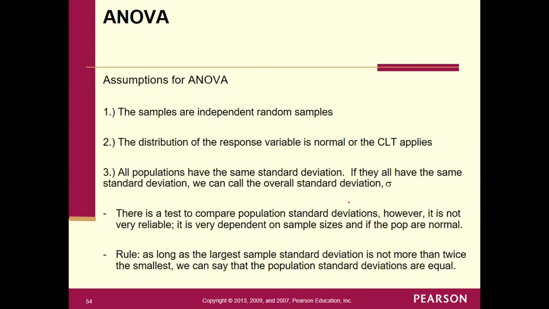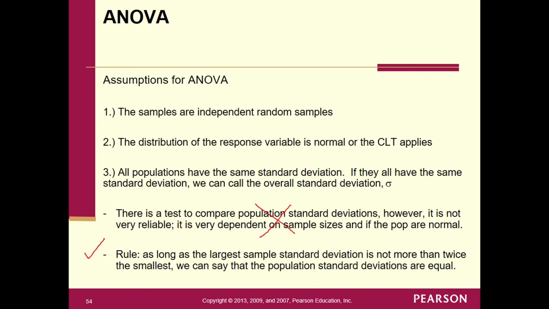All right, how about the third one? Let's slow down with the third one. So there is a test to compare population standard deviations. However, it is not very reliable. It's very dependent on sample size and if the populations are pretty close to normality already. So we're not going to do that.